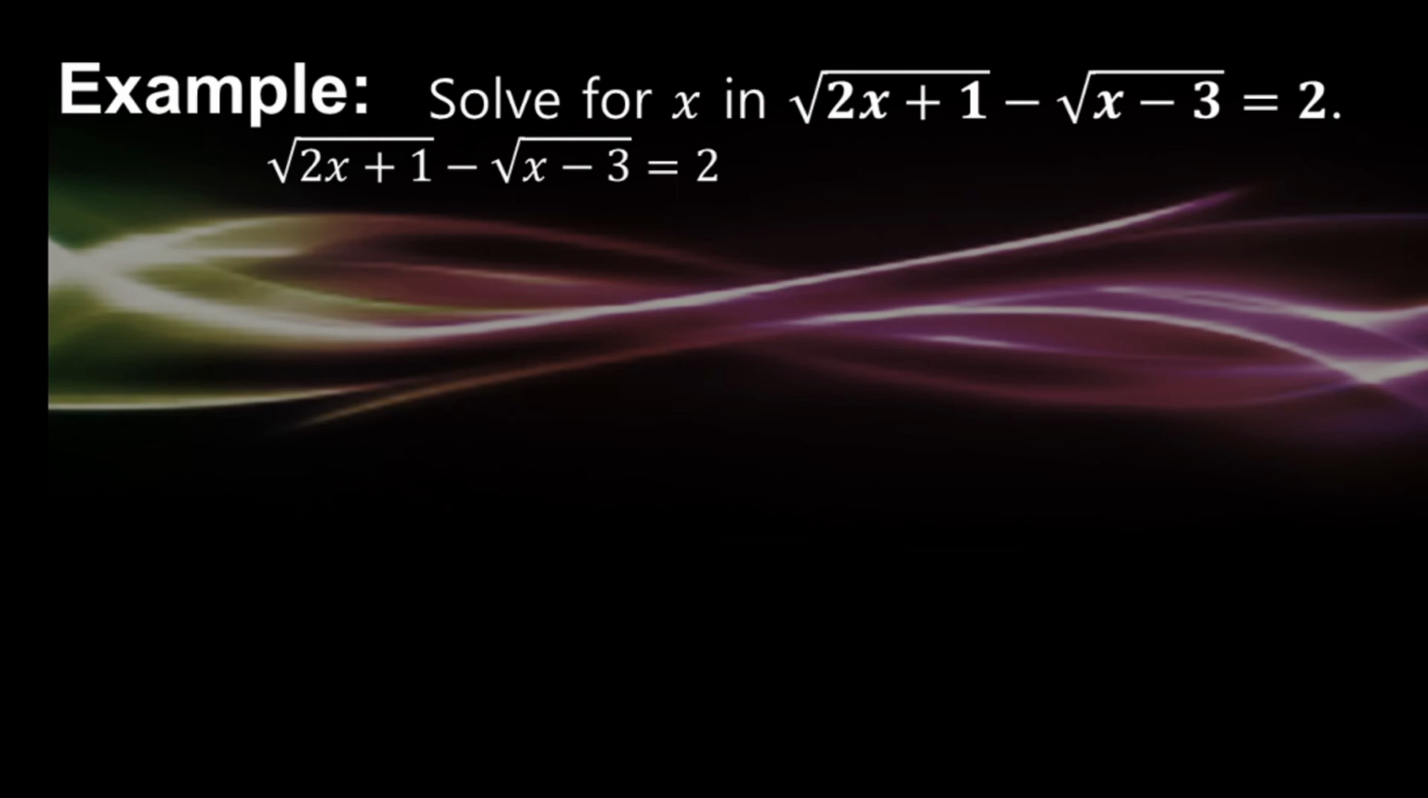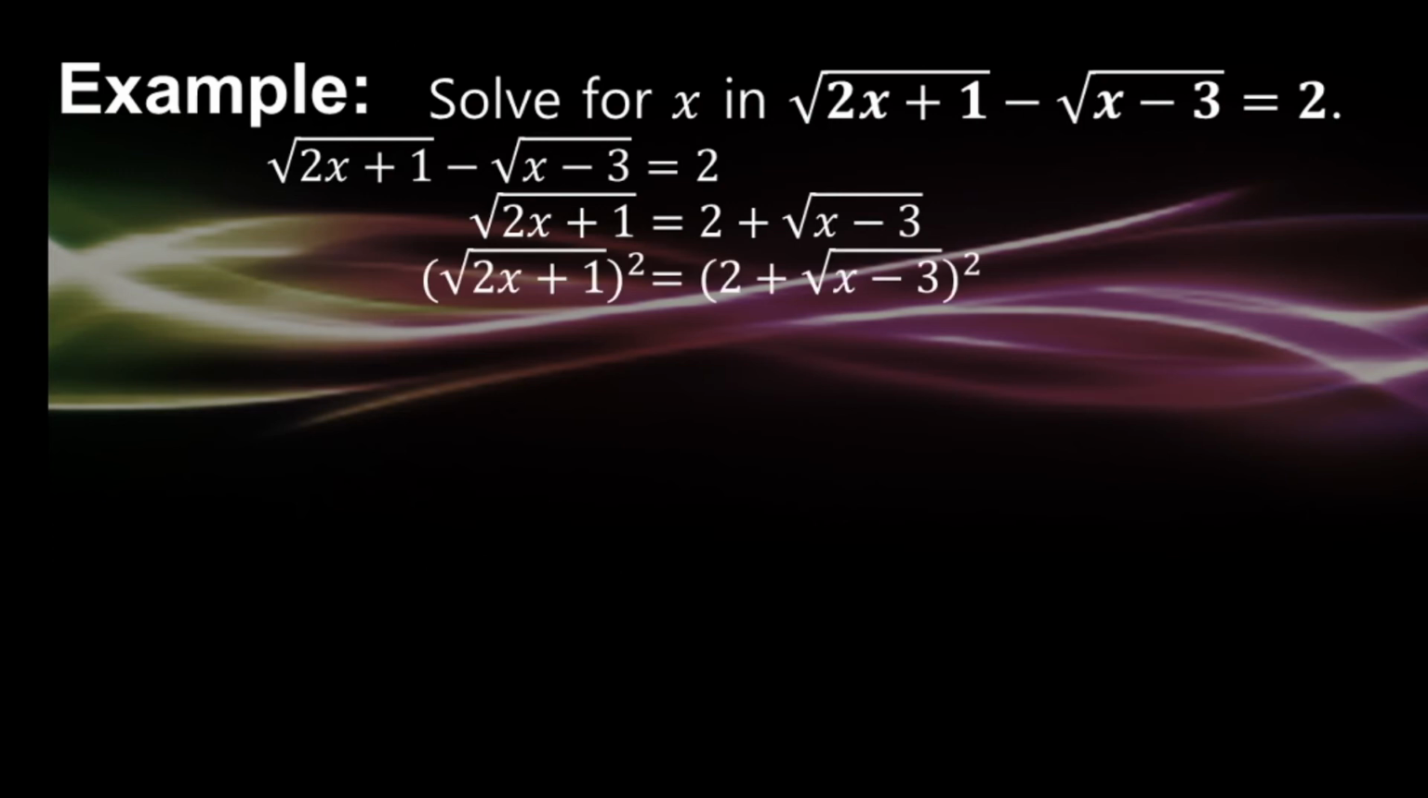Since there are two radical expressions in the given equation, we need to isolate one of the radicals. So, we have the square root of 2x plus 1 is equal to 2 plus the square root of x minus 3. We square both sides by applying the laws of radicals and laws of exponents.